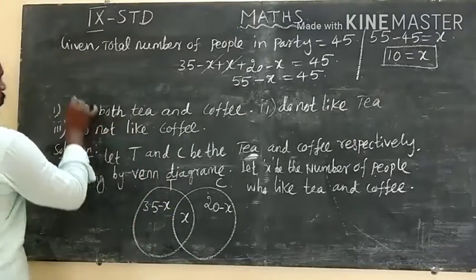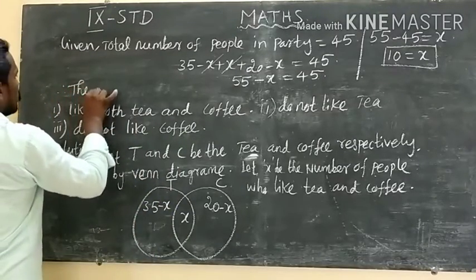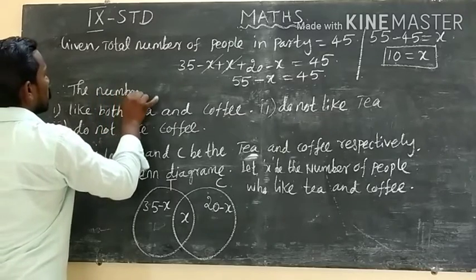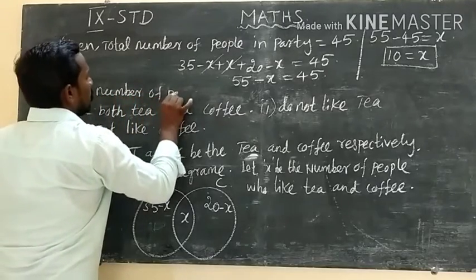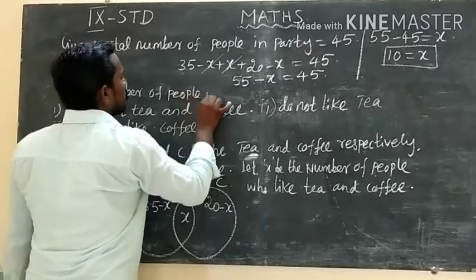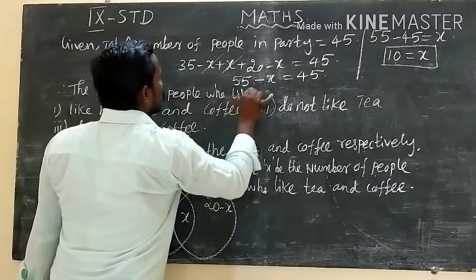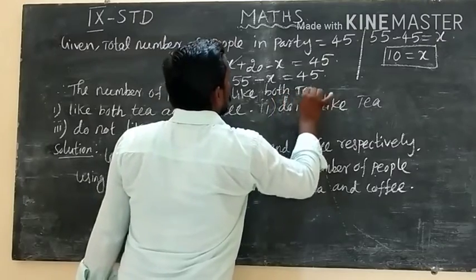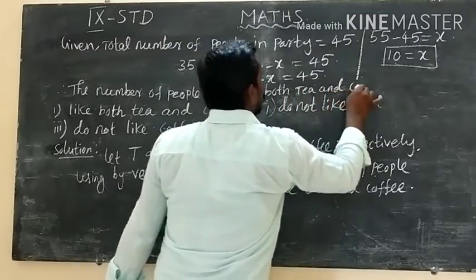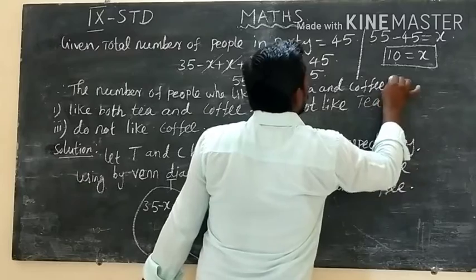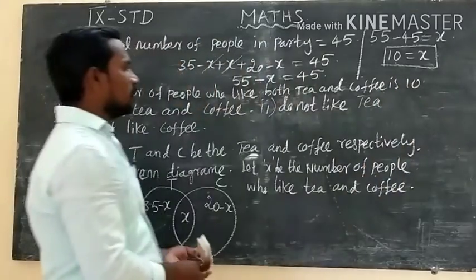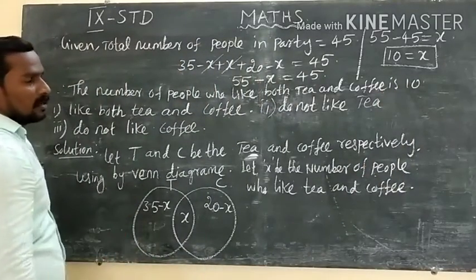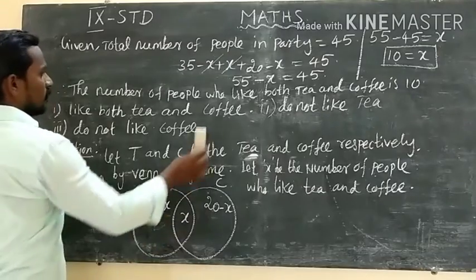Therefore, the number of people who like both tea and coffee is 10. Okay, so 10 people like both the categories.